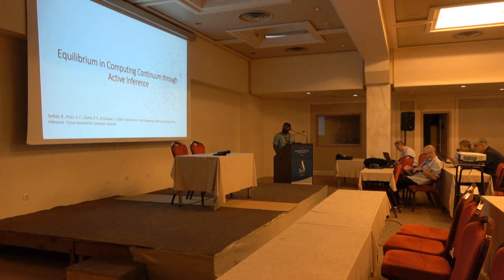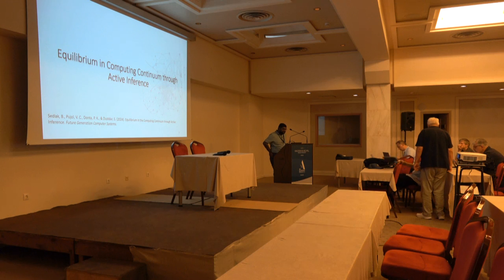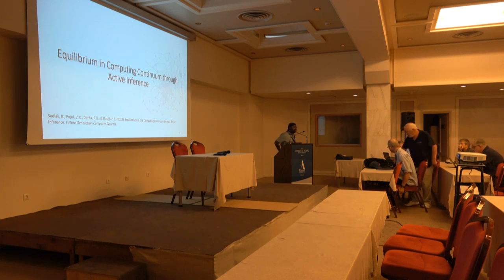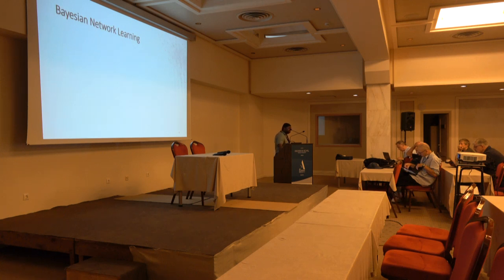The next topic, we move to equilibrium in compute control through active inference. Here I try to start with active inference and how it influences compute and quantum resources to give a better quality of service and experience. Before understanding what active inference is, we need some statistical techniques. First we go through the basic statistical techniques needed to understand active inference, then we shift into the actual topic. So the first one, Bayesian network structure learning.